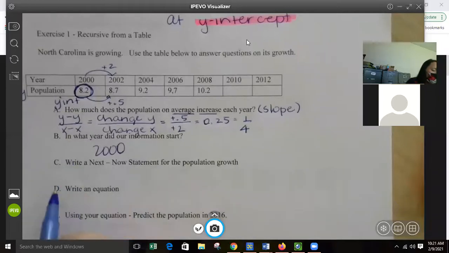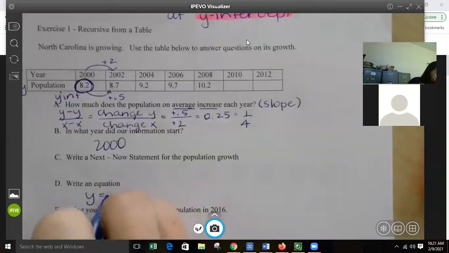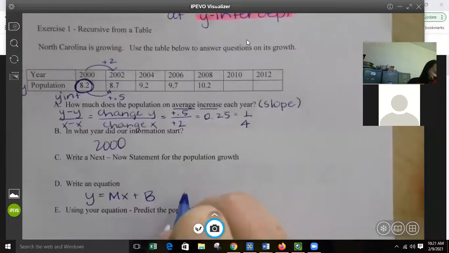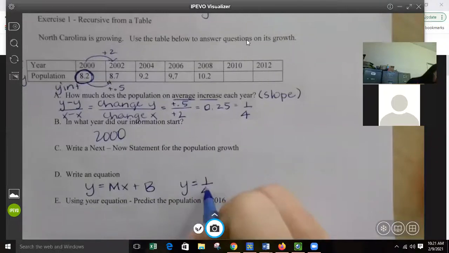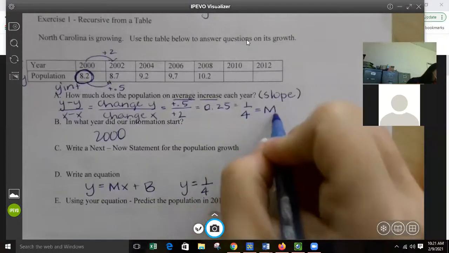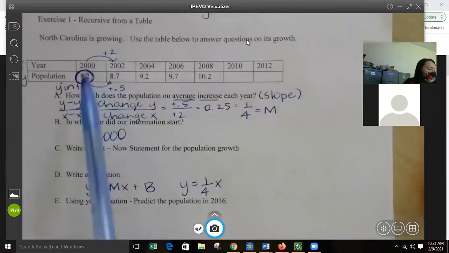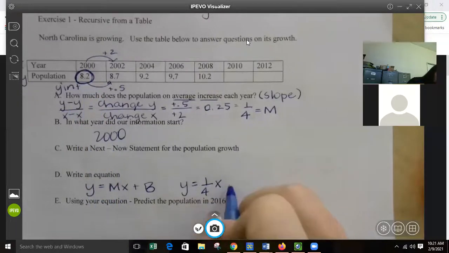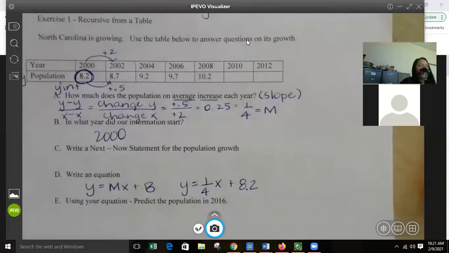All right. So we're going to write an equation. I'm going to skip part C for just a minute so I can show you exactly what it looks like. Remember, we want y equals mx plus b. What slope did we find? So remember, this was your m, so 1/4 x. And where did our chart start? Not at 2000, but what is the value? 8.2. Okay. This is how easy next nows are. Okay, your homework is a piece of cake.